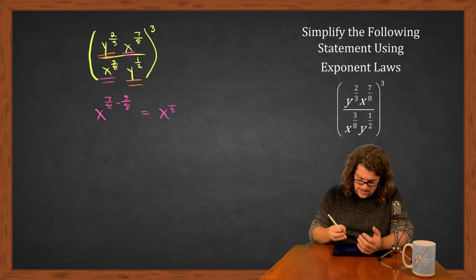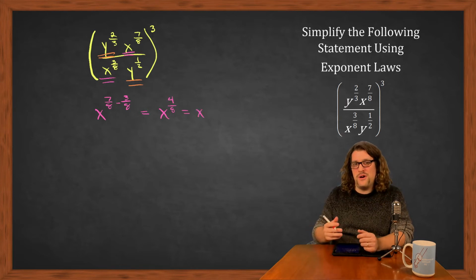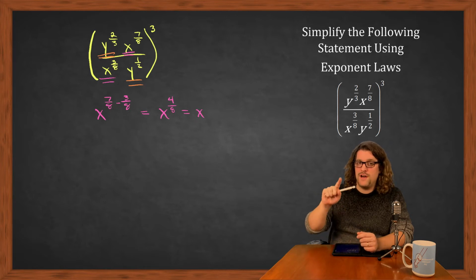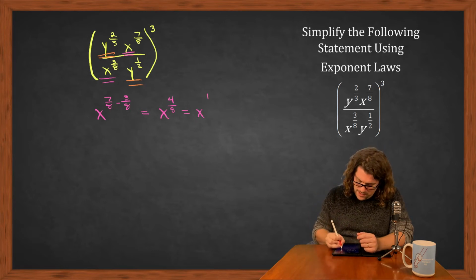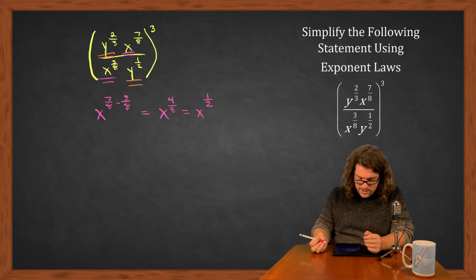7 minus 3. Subtract the numerators. 7 minus 3 is 4. And so we're left with x to the power of 4/8, which we can reduce: divide by 4 up top, divide by 4 down bottom, and get 1/2. That's really nice. Now let's move over to the y's.